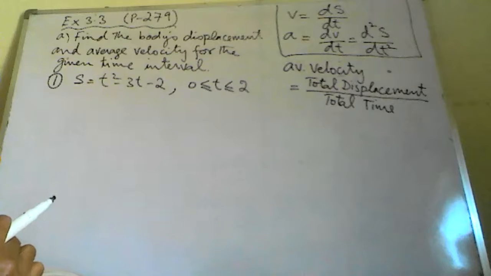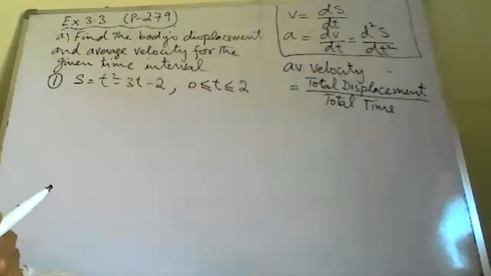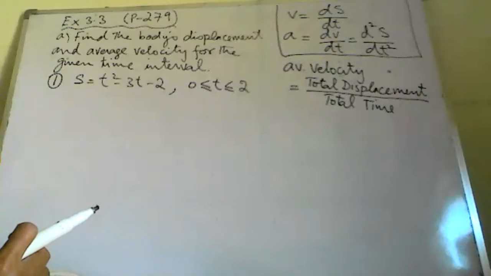So we have to find the body's displacement. So how to find the displacement? First we find the displacement when t is equal to 0. Then we will find the displacement when t is equal to 2. Then we take the difference of the two displacements, final displacement minus the initial displacement. That will be the answer of the displacement which we are required to find.